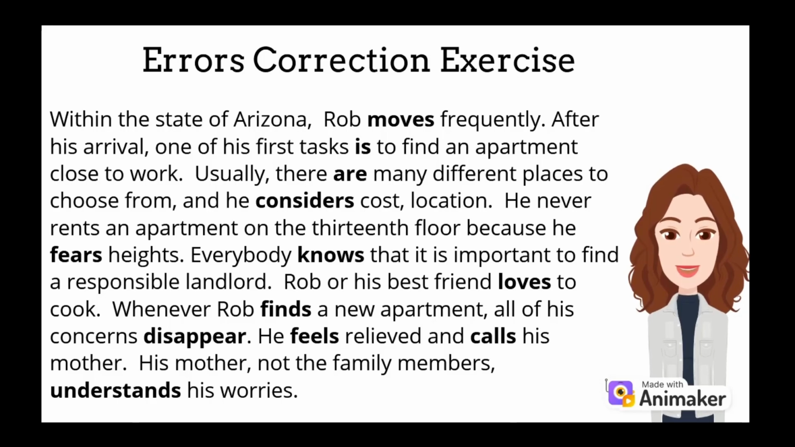Whenever Rob finds a new apartment, all of his concerns disappear. So we have written finds because Rob is a singular noun again, so it will need a singular verb. And now why we have written disappear? Because here in rule number 8 we have learned that when we talk about portions, the verb follows the noun after the preposition of. So here the subject is concerns, which is plural, and that is why the verb will be plural too. That is why we have written disappear.